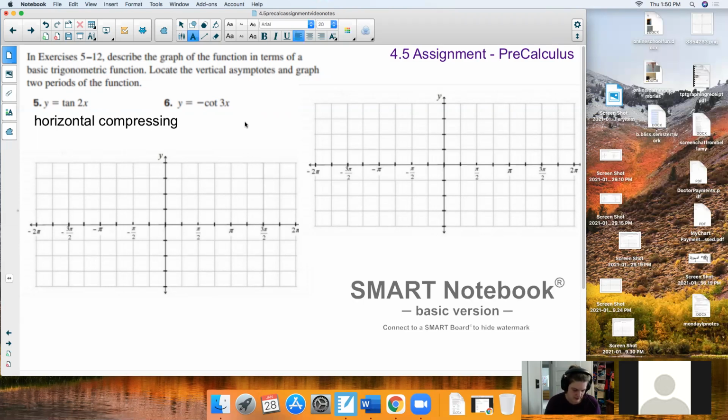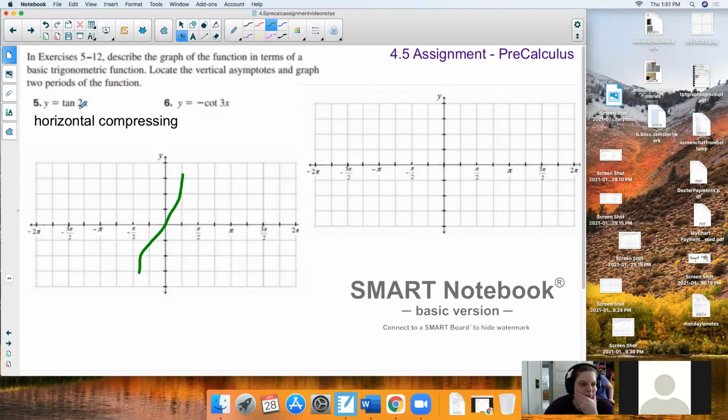Gotta go to a different mode. Yeah. All right, so tangent goes up and to the right. I just want to double check that. So tangent is going to go through that way, but then this 2 horizontally compresses it, and therefore changes its period.